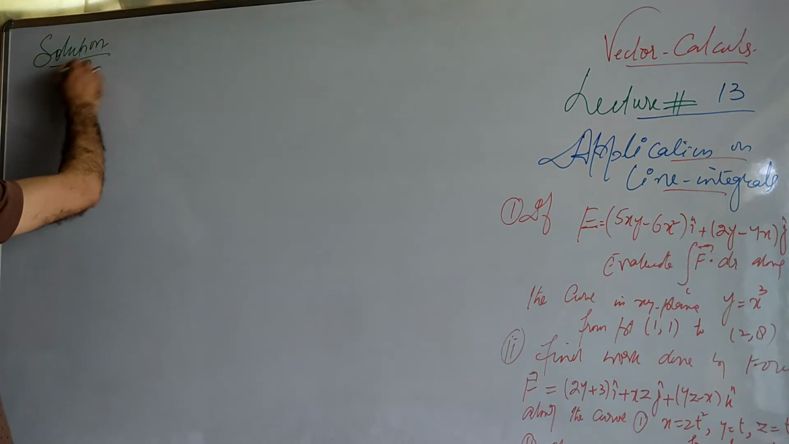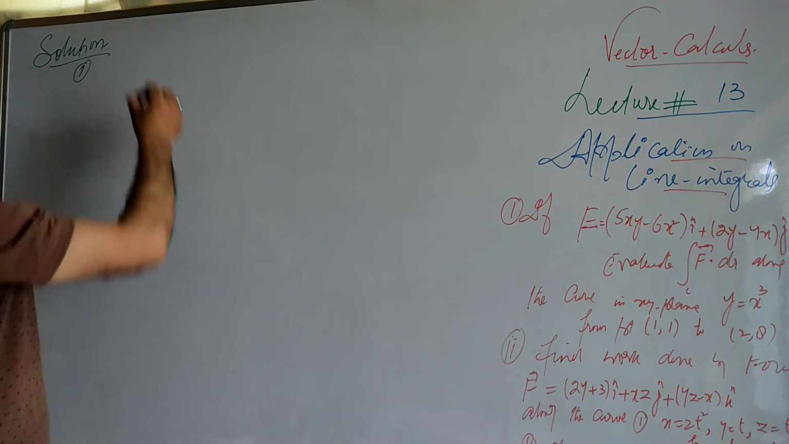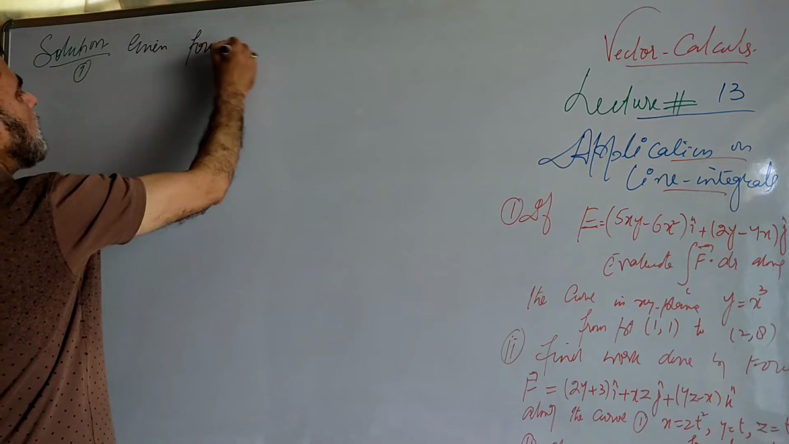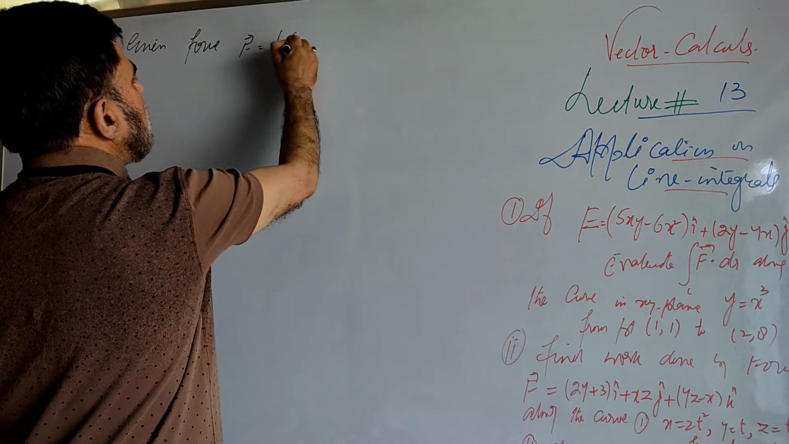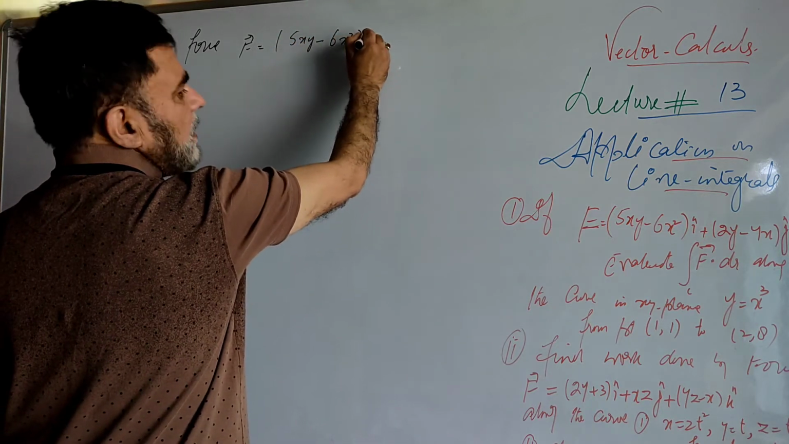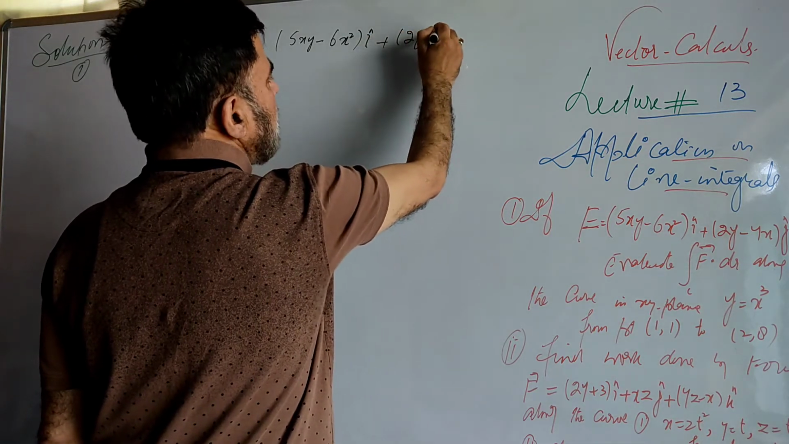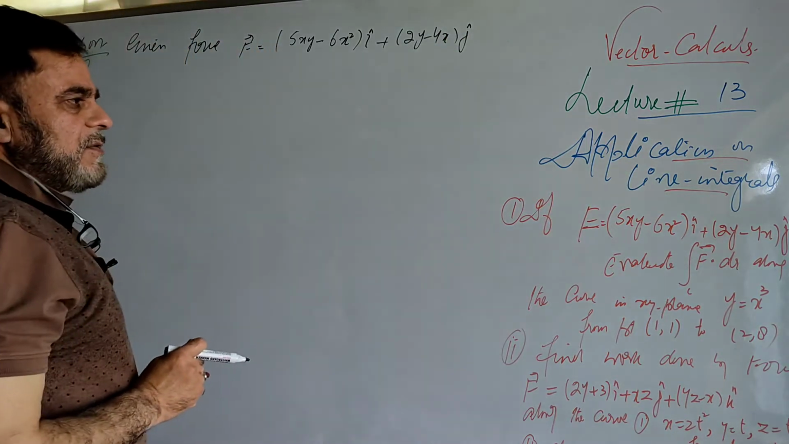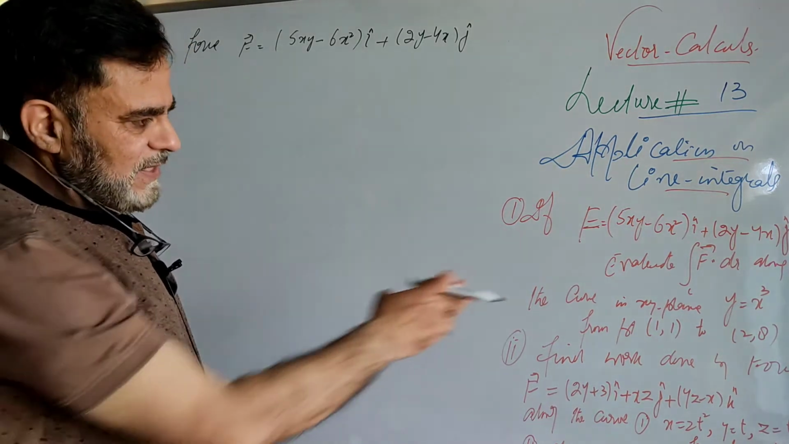Solution of this problem number 1. I will again write what the problem is. We are given the force F equals 5xy minus 6x square i plus 2y minus 4x j. There is no z component in i and j because it is in the xy plane.